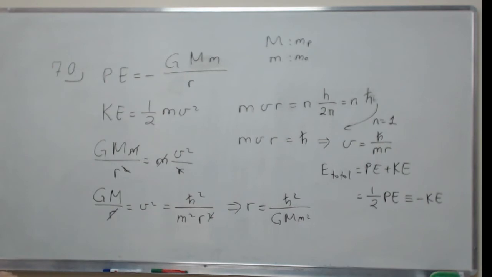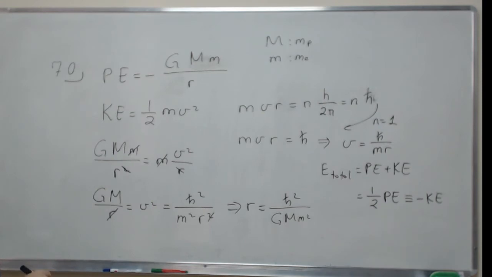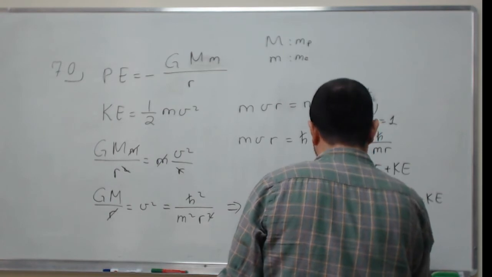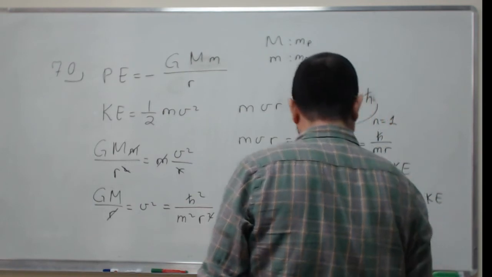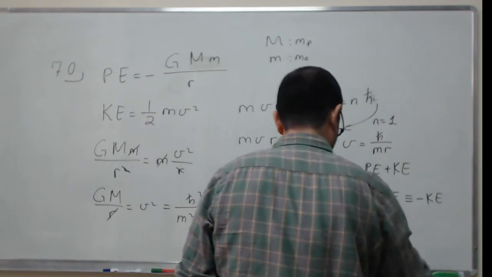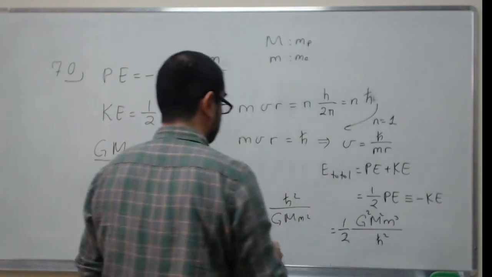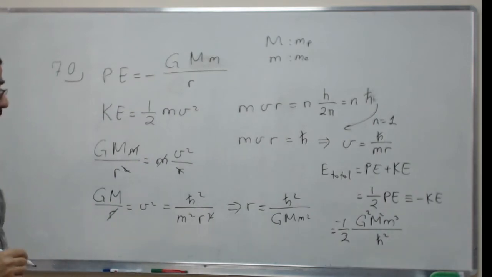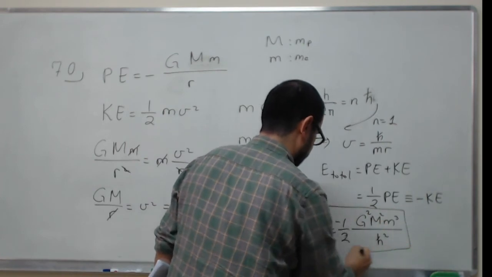And which one is easier? I think half potential energy will be easier. This will be a half. For the potential energy we have G M m divided by R, but R is this, so this is h bar squared, and then this becomes G square m cube, and I need the negative sign. That's coming from here. So this will be the total energy expression. The total energy is going to be negative.